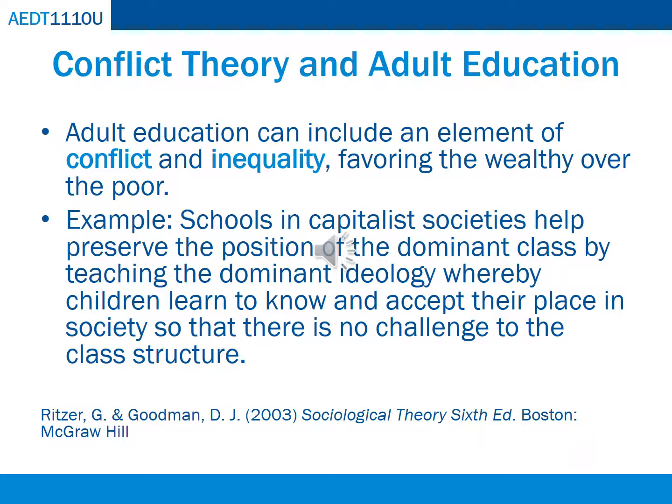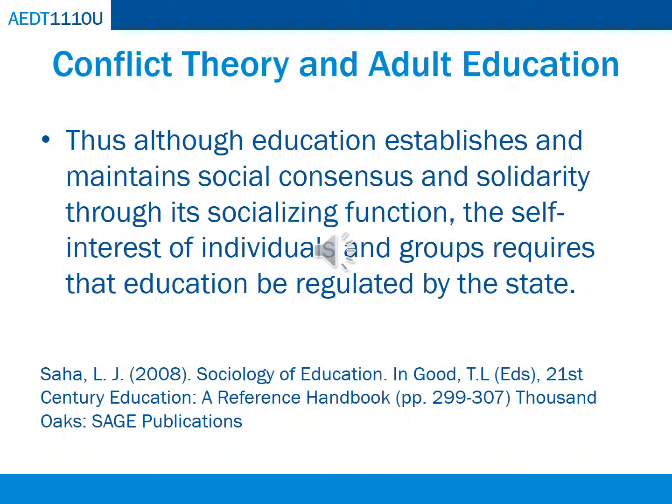Conflict theory and adult education. Adult education can include an element of conflict and inequality, favoring the wealthy over the poor. For example, schools in capitalist societies help preserve the position of the dominant class by teaching the dominant ideology, whereby children learn to know and accept their place in society so that there is no challenge to the class structure.